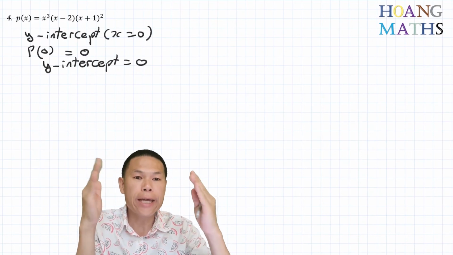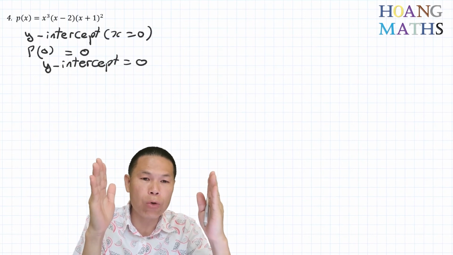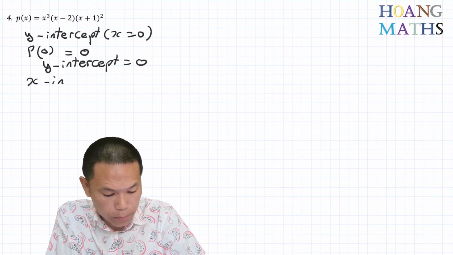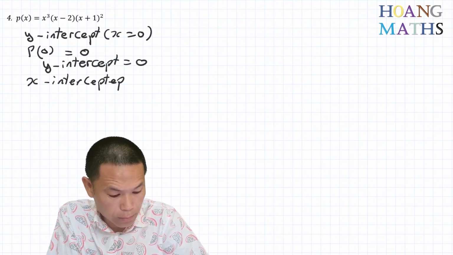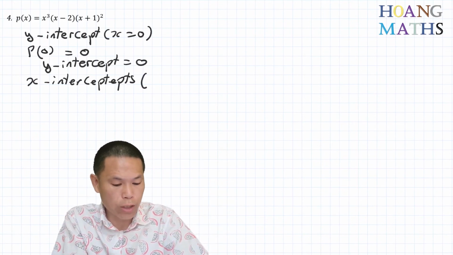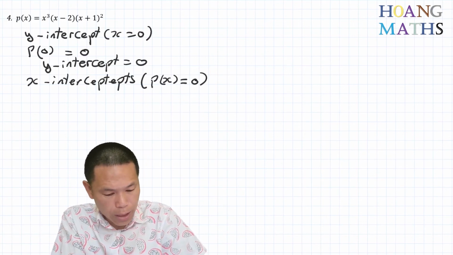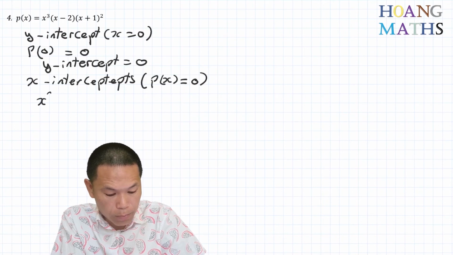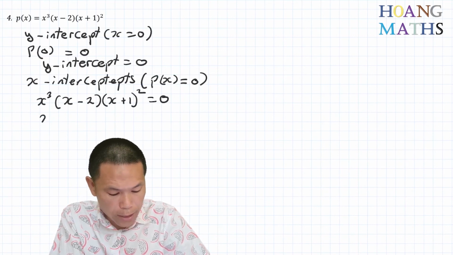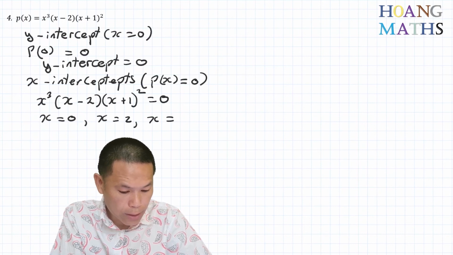Then we need to find the x-intercept. Now to find the x-intercept, remember y must be equal to 0. In other words, p of x equal to 0 if you like. So just write x-intercept. So that means y equals 0. Or you can write p of x equal to 0. Doesn't really matter, okay? This is to help you to find the x-intercept. That's all. So that means x to the power 3. So that means x equal to 0, x equal to 2, x equal to negative 1.